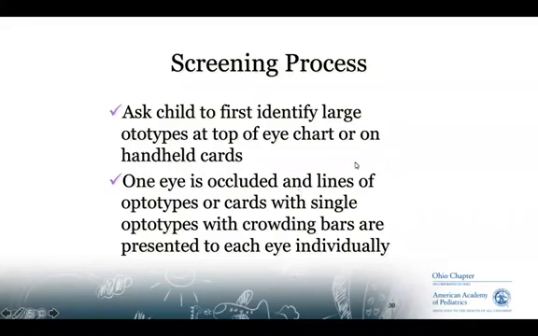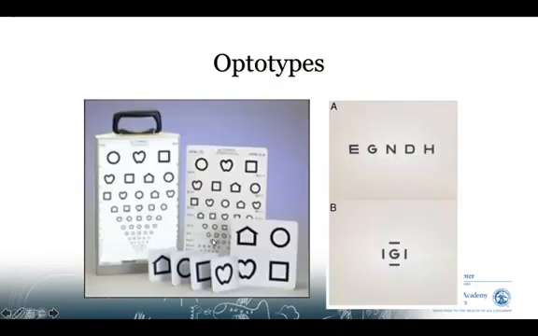You first ask the child to identify large optotypes at the top of the eye chart or on the handheld cards. One eye is occluded, and lines of optotypes or cards with single optotypes with crowding bars are presented to each eye individually. And these are just some examples of some different optotypes. The most common for the preschool vision age are the Leah symbols with the house, the circle, the square, and either the heart or the apple. And this is great for kids that aren't able to yet recognize letters.